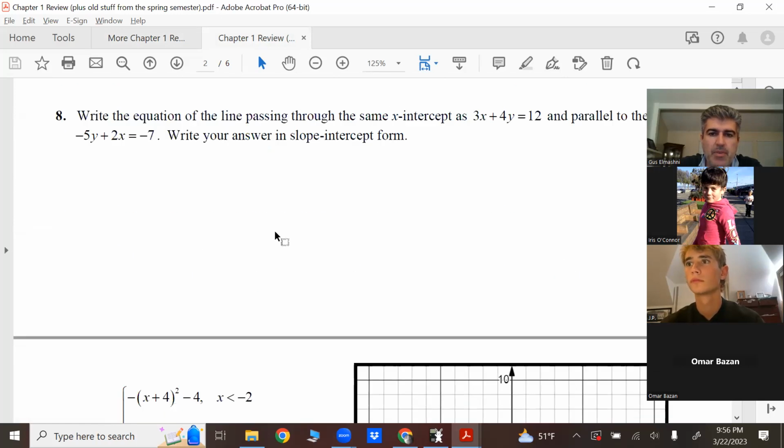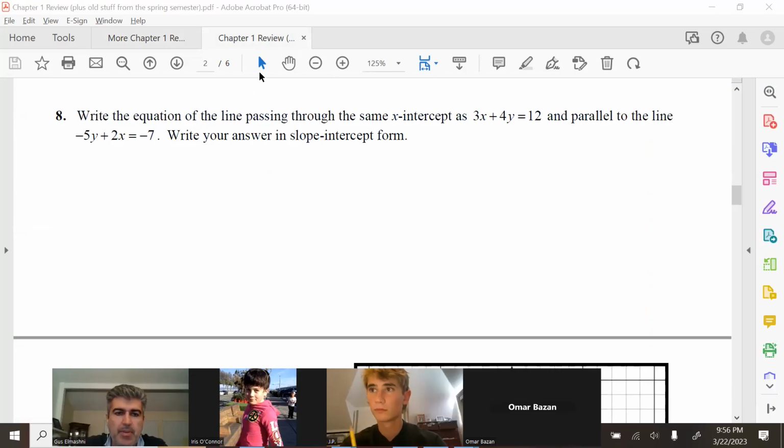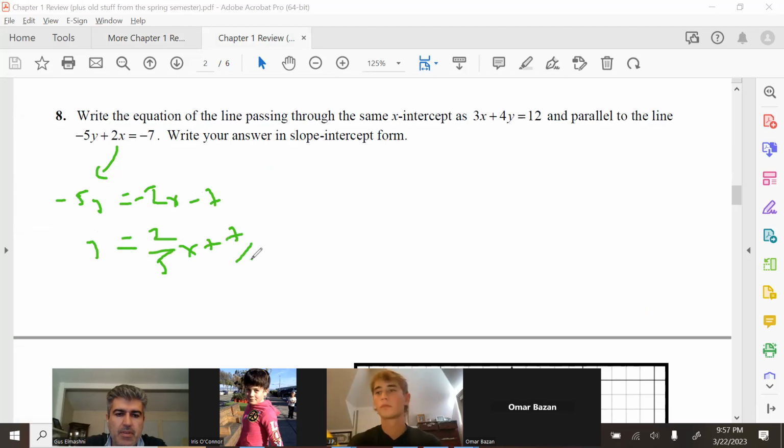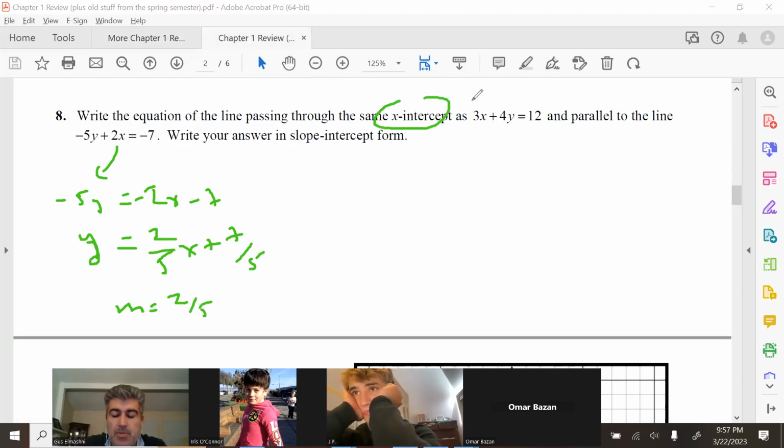This one here. So really quick, we have to get the slope because it'd be parallel to this line, right? So negative 5y equals negative 2x minus 7. Divide by negative 5, you get 2/5 x plus 7/5. So slope is 2/5, right? And then you have to have the same x-intercept as this. So you have to plug in 0 for y, right? Because when you have an x-intercept, y is 0.